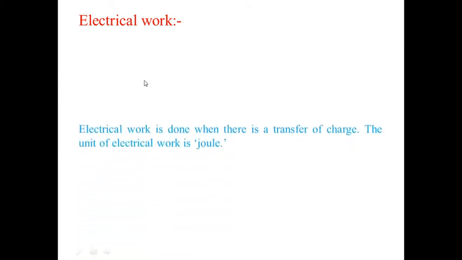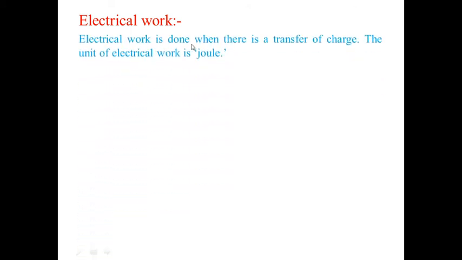So, these are the 5 problems which we have solved based on DC circuits. Next, we have some definitions related to DC circuits that we have to learn. First one is electrical work. What is meant by electrical work? Electrical work is done when there is a transfer of charge. So, when a charge is transferred from one place to another, the work done to transfer that charge is considered electrical work.